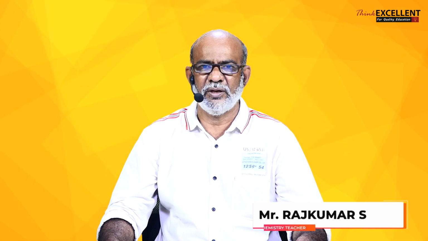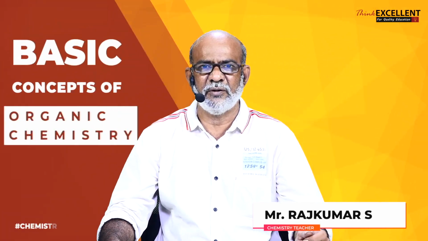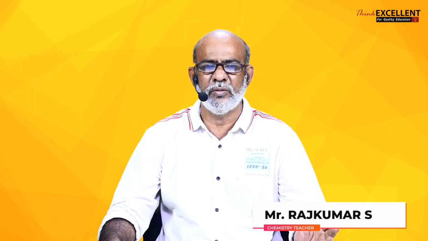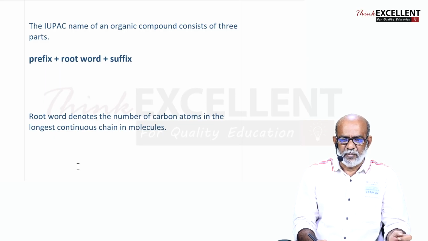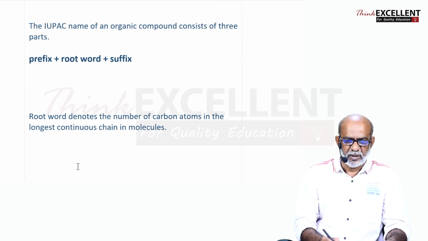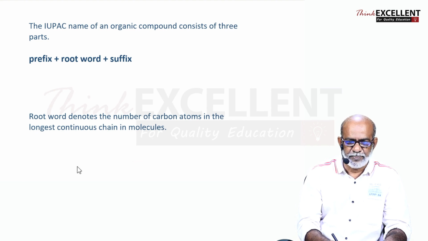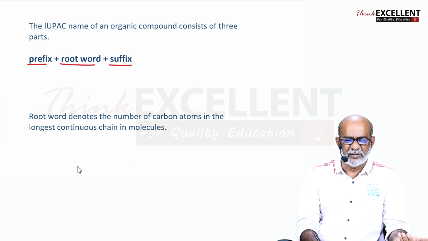Hello students, today we are going to discuss the basic concepts of organic chemistry, in which we learn how to name an organic compound according to IUPAC nomenclature. To write the IUPAC name of an organic compound, three parts are very important: prefix, root word, and suffix. I'm going to explain what a root word, a prefix, and a suffix are.